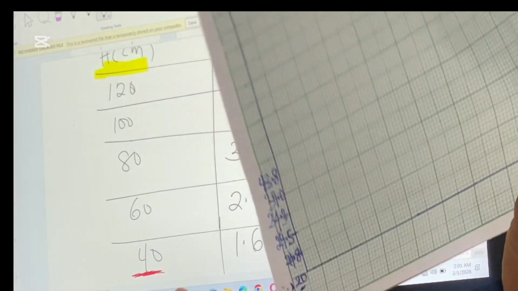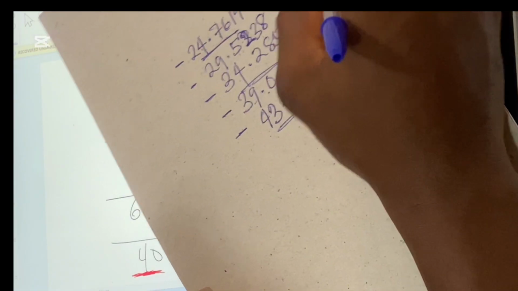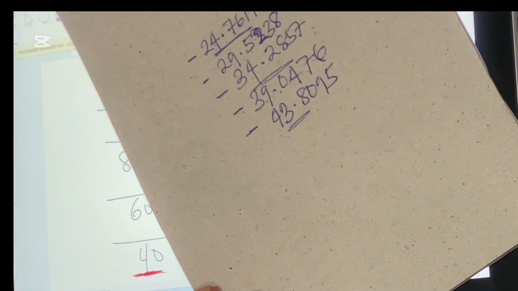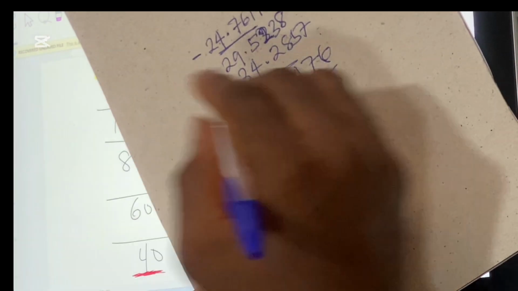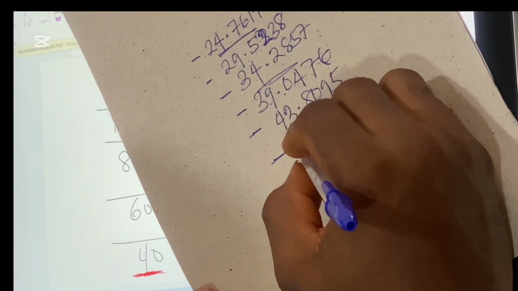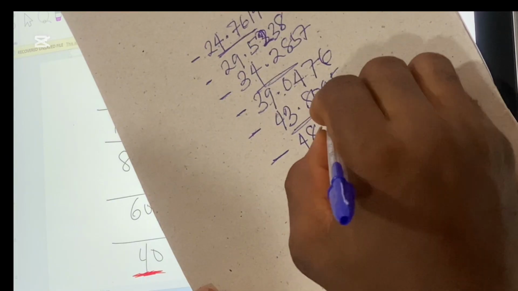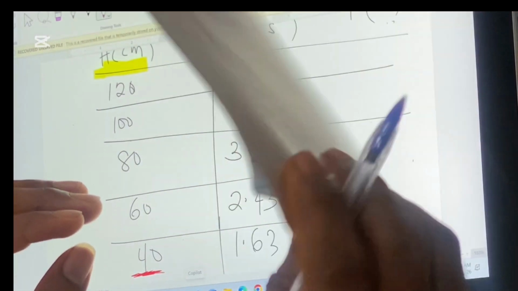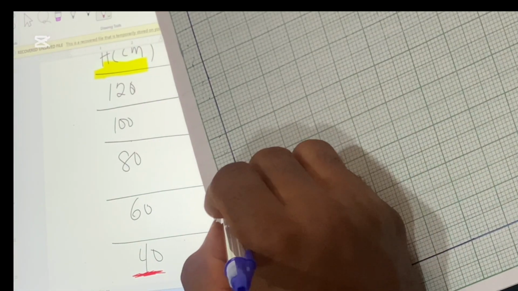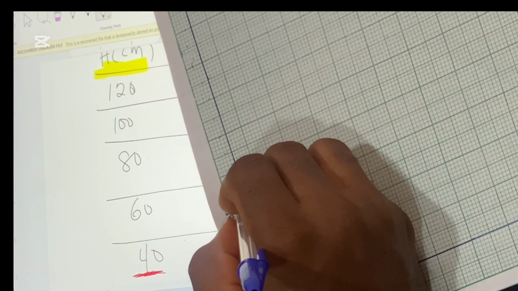43.8. So to get the next one will be this plus this, that is 43.8095 plus 4.7619. My value here is 48.5714. So take the approximated value here. This will be 48.6.